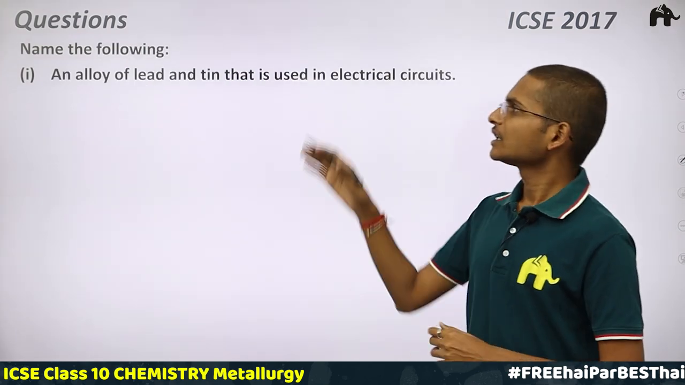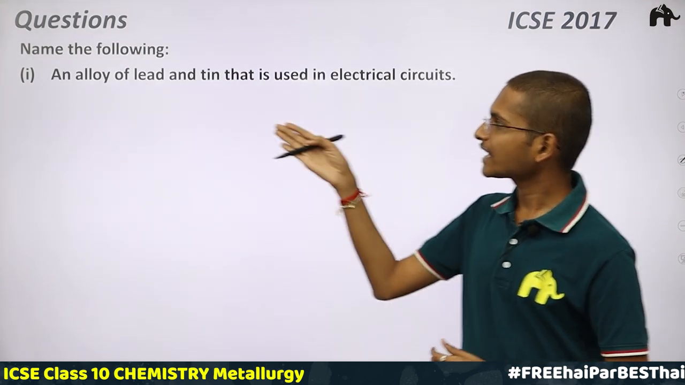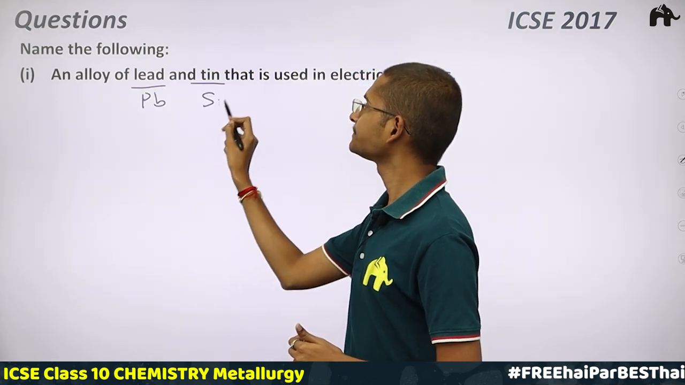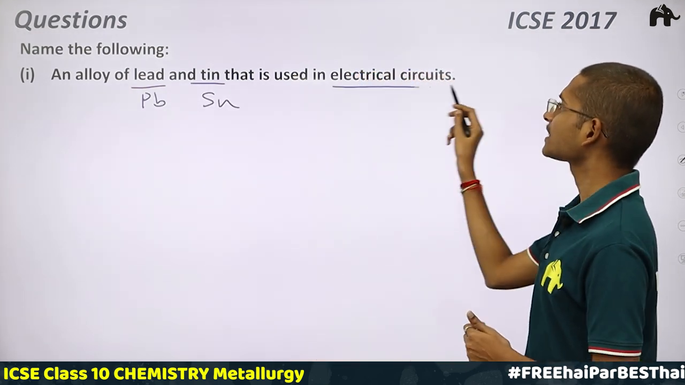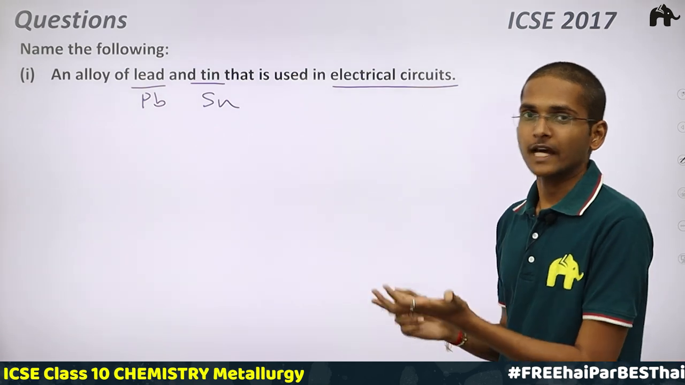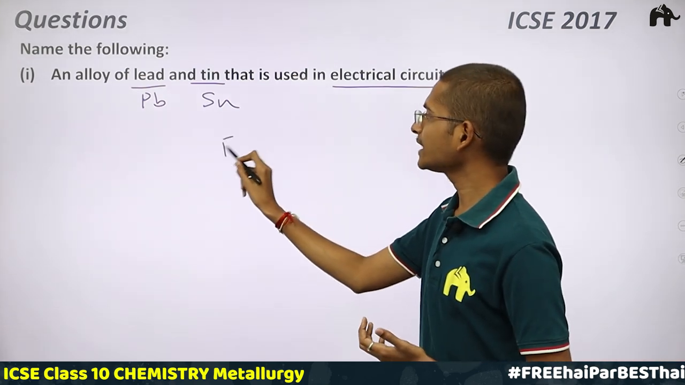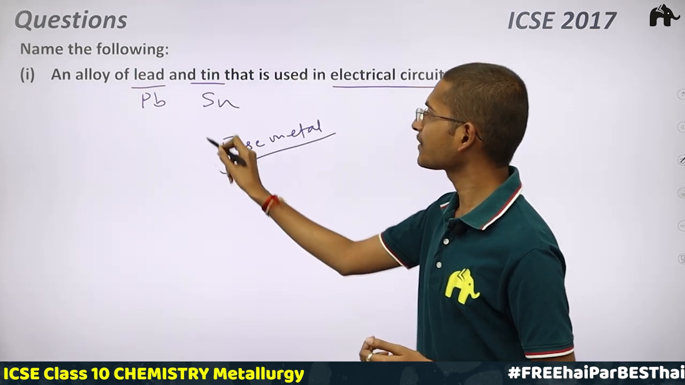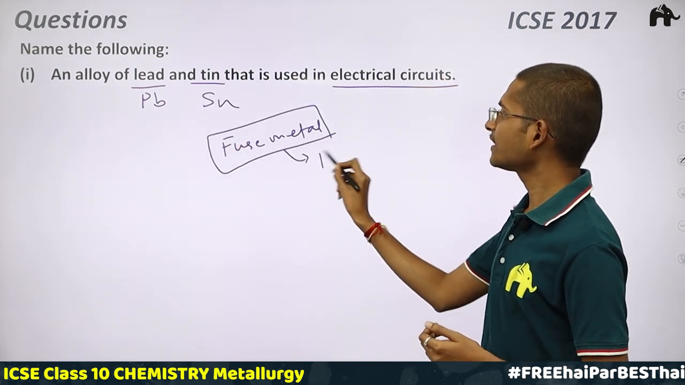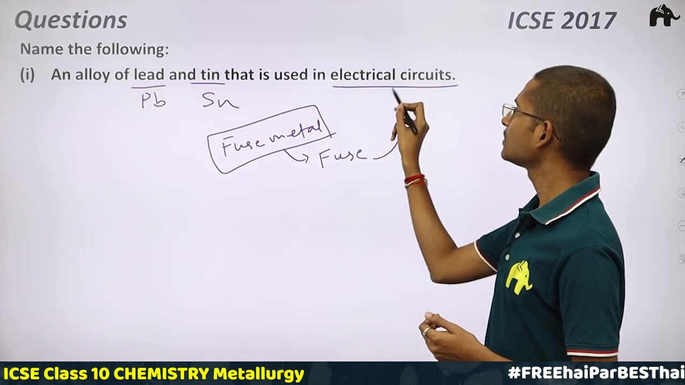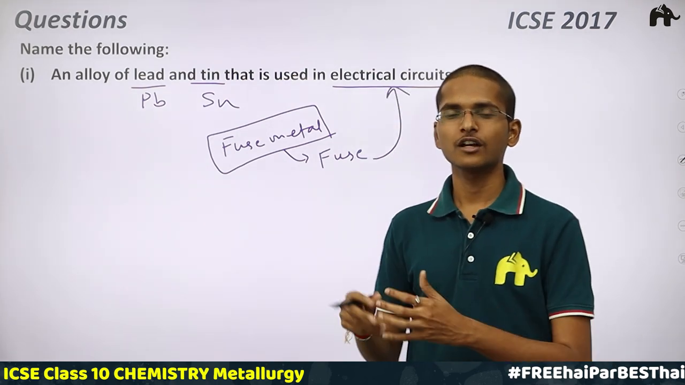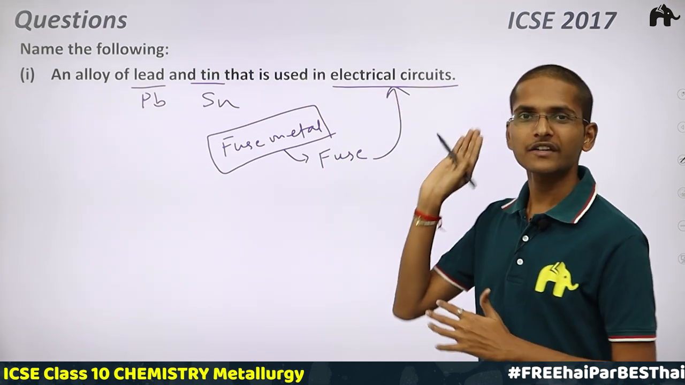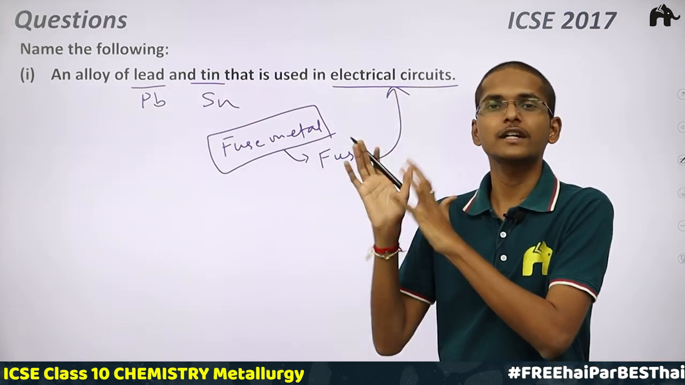And the last question, name the following. An alloy of lead and tin that is used in electrical circuits. Okay, so we have studied fuse metal, right? Fuse metal is used for making electrical fuse, right? An electrical fuse, you would have heard a lot of times that fuse has been blown off and all those things. So yes, you can just relate it. It is used in electrical circuits, right? It is actually used in electrical circuits.